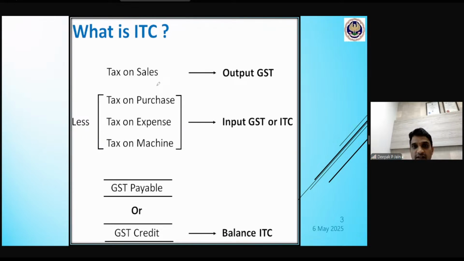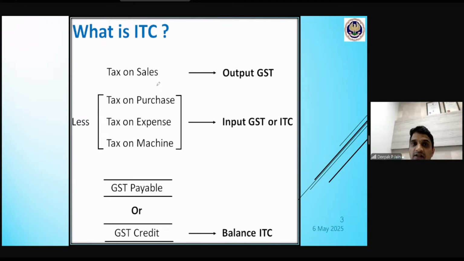Second is zero rated supply. Within this zero rated supply, you have two categories. One is export sales and one is supplies to SEZ. These two put together are called zero rated supply. So when you make any supply to a SEZ unit or a SEZ developer, or you make exports from India to outside India, then you don't have to pay GST.